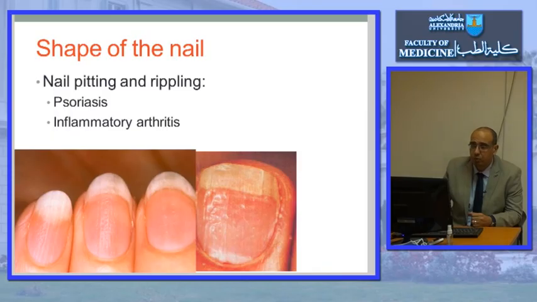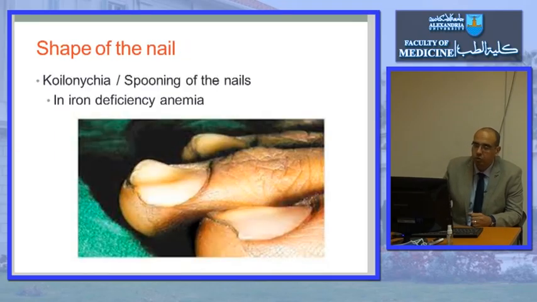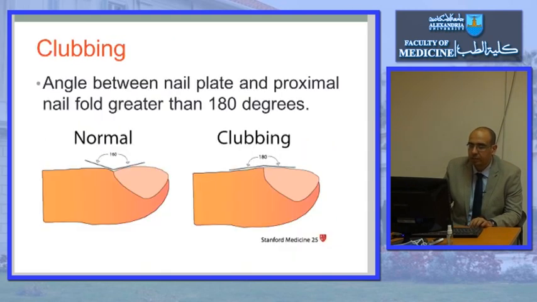Shape also is very important. If we find nail pitting and tripling, this might be present in case of psoriasis and inflammatory arthritis, as you see here. Nail pitting is abnormal. Also, there might be spooning, or what is called koilonychia, in case of iron deficiency anemia.